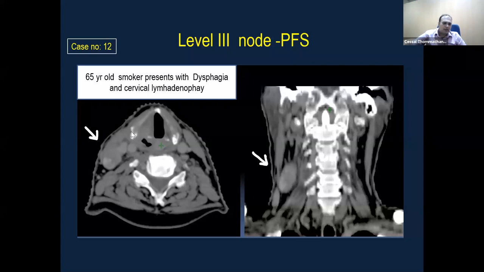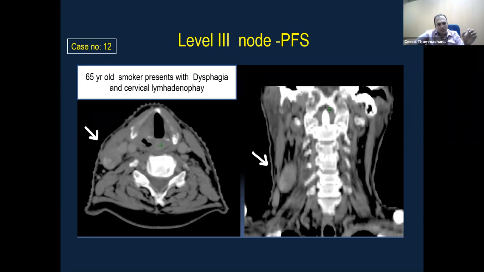How do you make out it is level 3? Because the caudal edge of level 2 is the caudal edge of the hyoid bone. Once you see the thyroid cartilage, you see an arytenoid, then you have to think you are dealing with a level 3 region. When you have a cricoid, you have to think it is level 3. When you see the trachea, it is level 4.